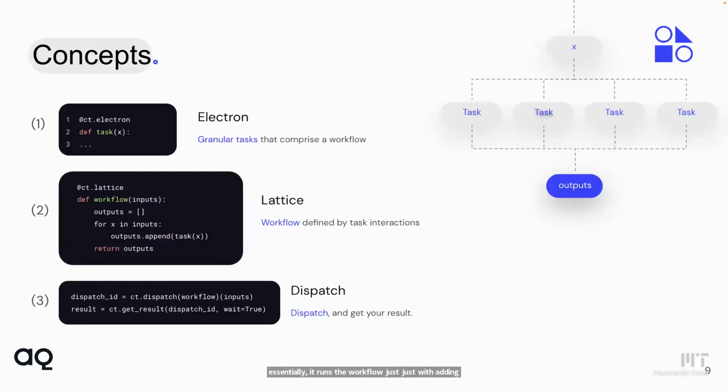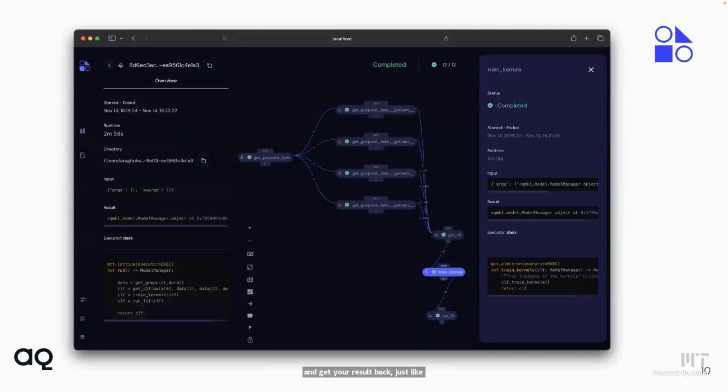Some of the concepts here are pretty simple. For your Python functions, all you really need to do is add an electron decorator, and the entry point of your program is called a lattice. Once you define these, you can just dispatch it and get your result back, just like you would with that regular script. So this is what our UI looks like.